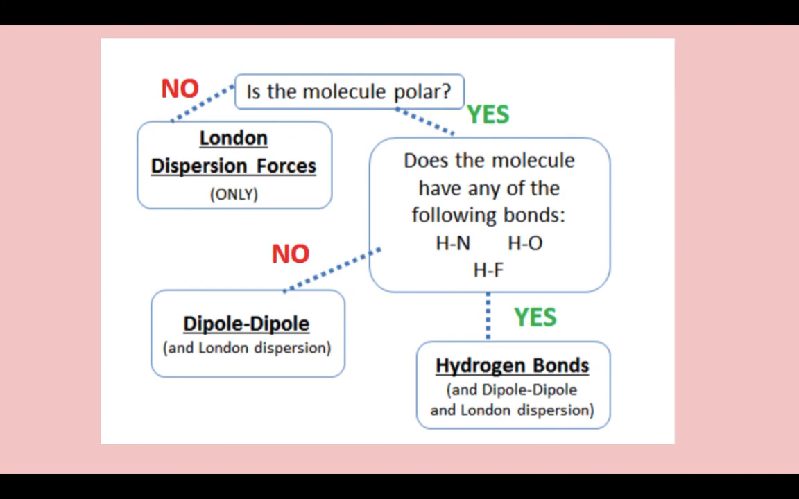Okay? So we have a flow chart for this as well. So you want to ask yourself, is the molecule polar? If it is polar, you're going to say, does the molecule have any of these bonds, HN, HO, or HF? If it does, you know it has to be a hydrogen bond. If not, it's dipole dipole. If the molecule was not polar, then its only option is London dispersion.